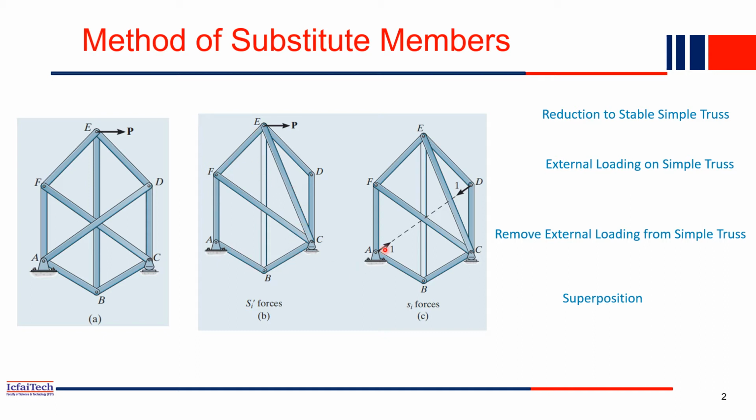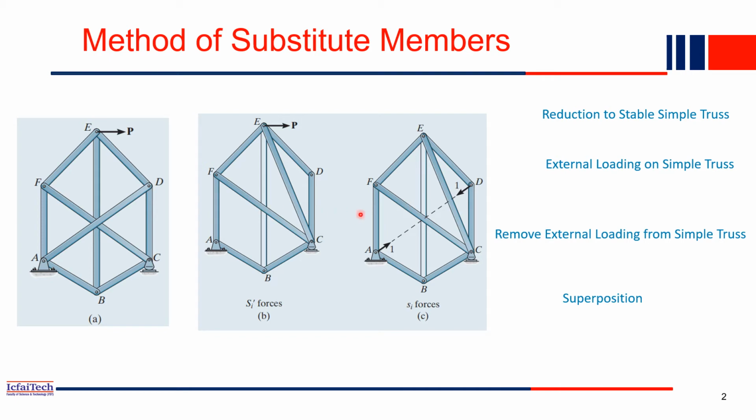Now the next step: where we have removed the bar, in the same location we have to apply one unit load. We have to remove the external load and apply a unit load in that location. Then using this structure, we'll again use the method of joints and compute all the member forces.